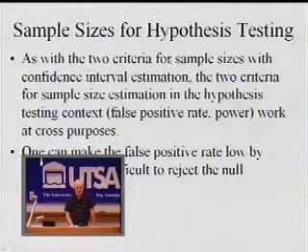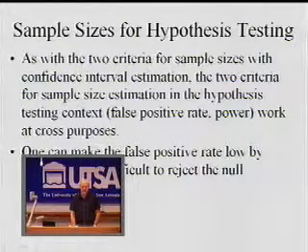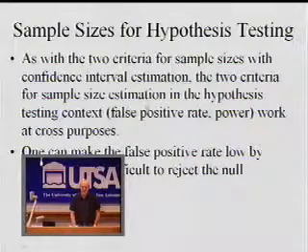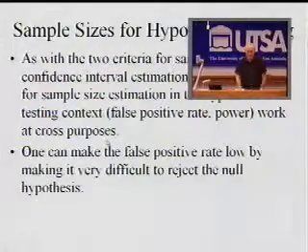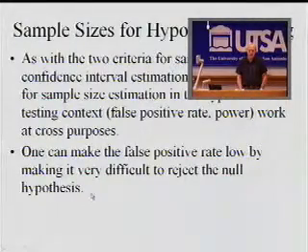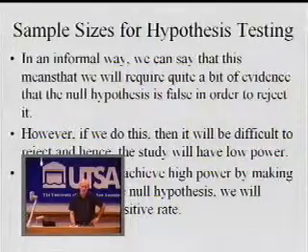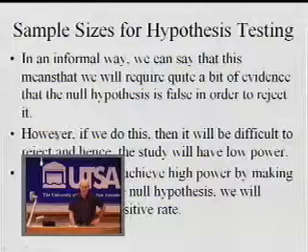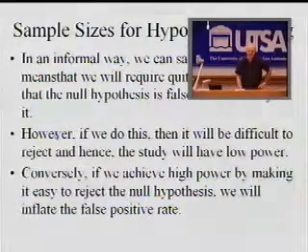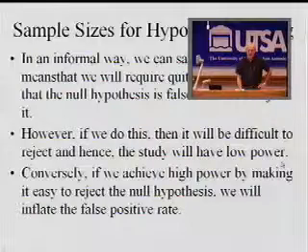So the sample sizes for hypothesis testing then, as with the two criteria for sample sizes in confidence interval estimation, the two criteria for sample size estimation in the hypothesis testing context, the false positive rate and power, work at cross purposes. So in essence, one can make a false positive rate low by making it very difficult to reject the null hypothesis. In an informal way, we can say that this means that we require quite a bit of evidence that the null hypothesis is false in order to reject it. However, if we do this, then it will be difficult to reject, and hence the study will have low power.